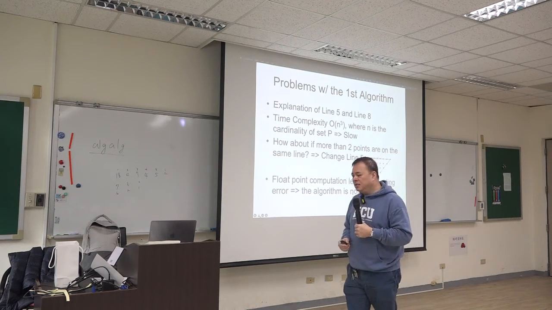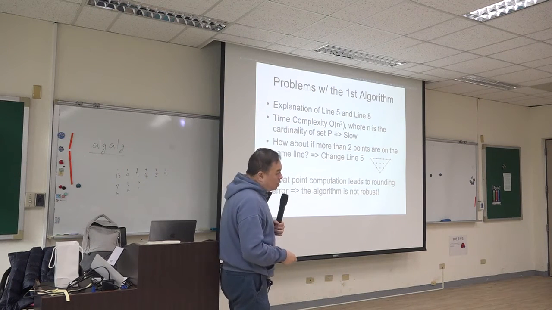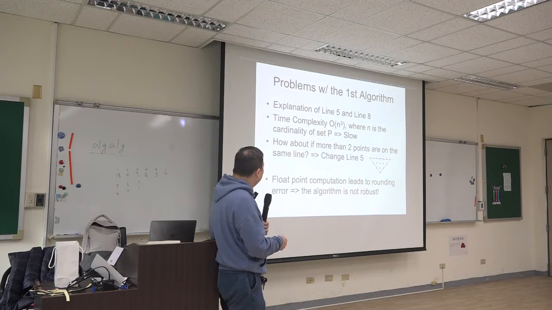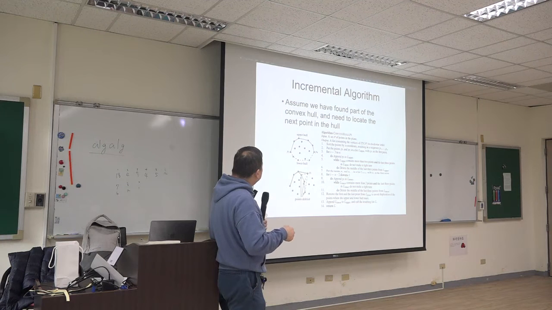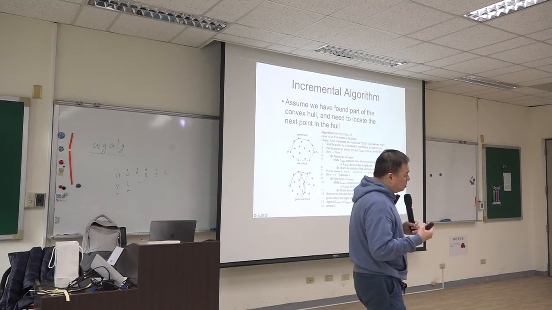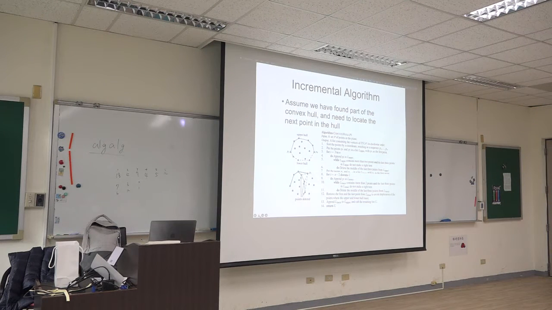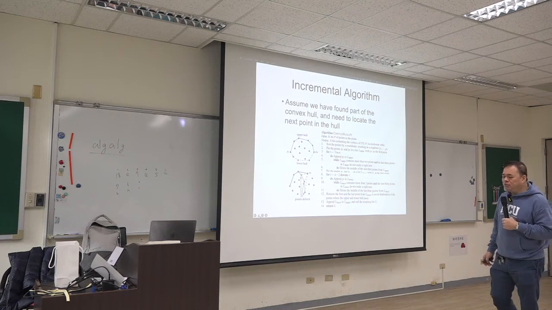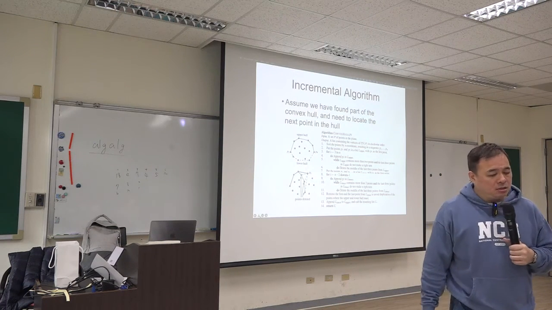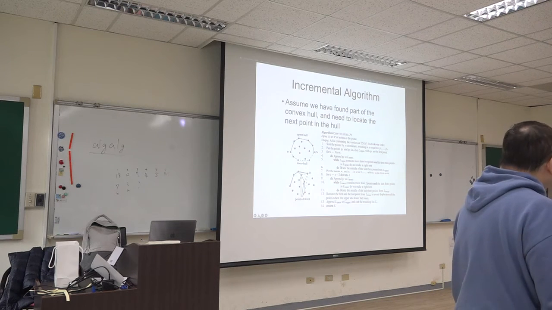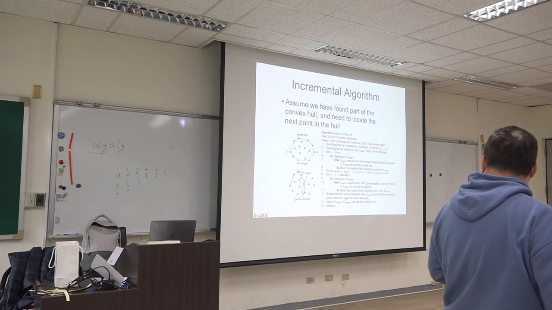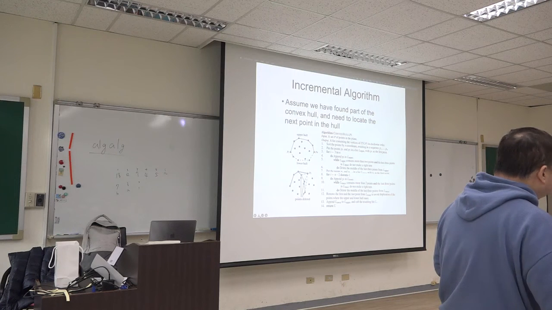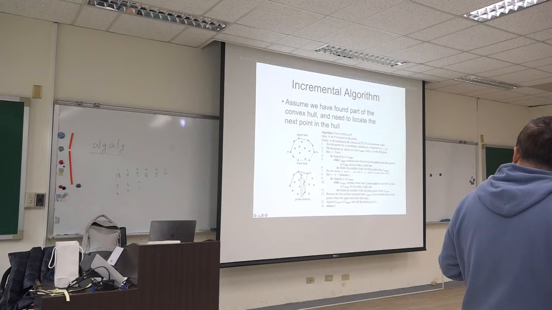So having now discussed the issues of this slow convex hull algorithm, let's consider if we are able to do a better job. Can we design a better algorithm? Not only do we want a faster algorithm, we also want the algorithm to be robust. So now let's go back to the convex hull and see if we can identify more properties. Let's assume we have found part of the convex hull and need to locate the next point in the hull.